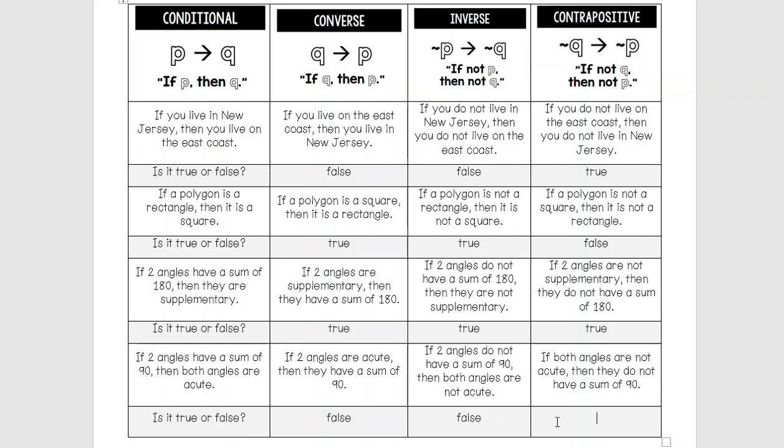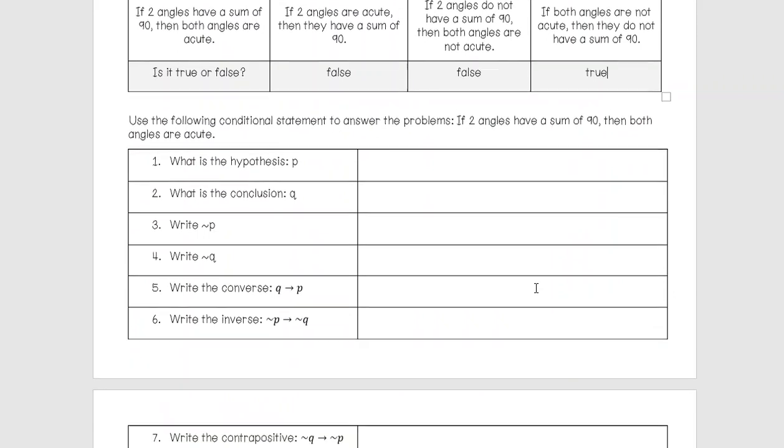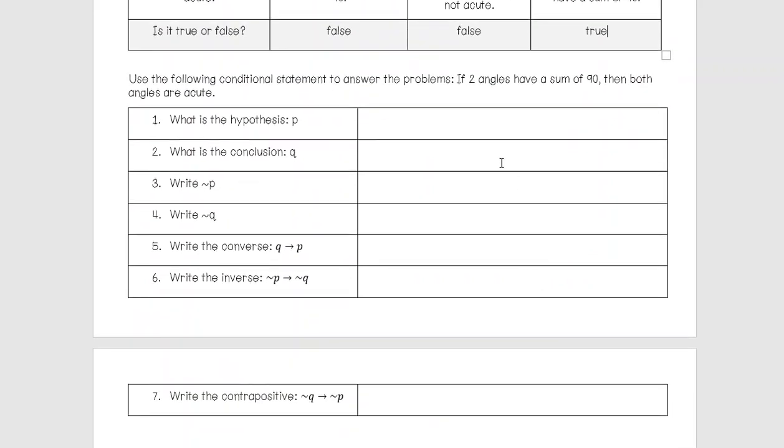If both angles are not acute, then they do not have a sum of 90. If they're not acute, then they would be obtuse, like 91 plus 91, and those would not have a sum of 90. That's going to be true because already more than one of those angles would be greater than 90 on its own. This is the last example that I would like you to try. So again, if you want to pause and then check your work when you're ready, that's great.